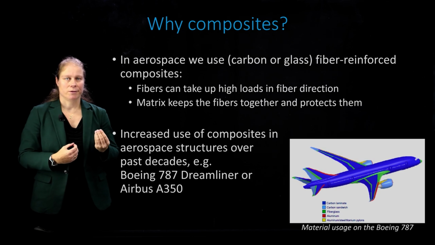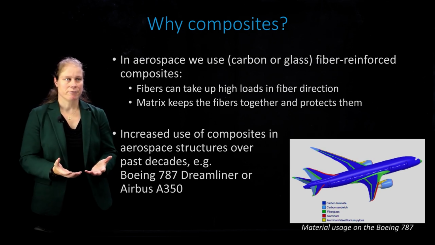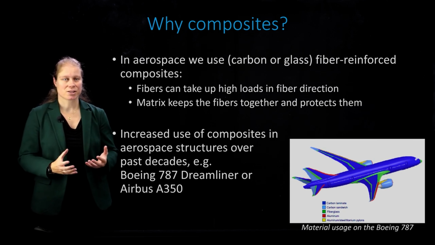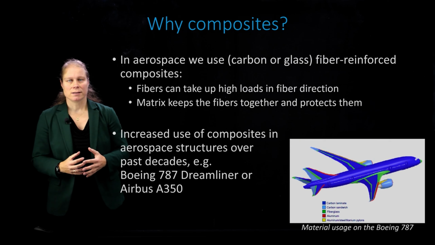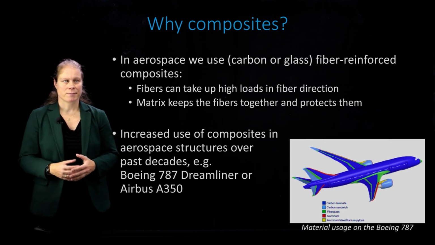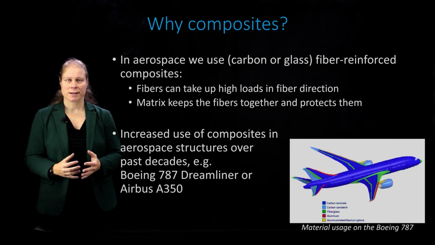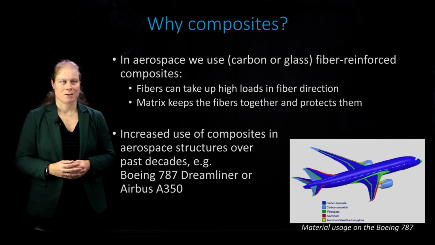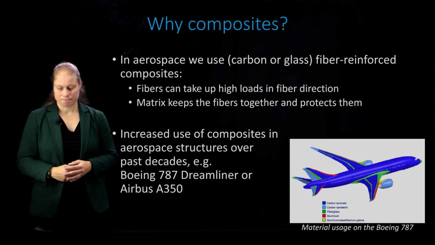So the fiber is held together with a matrix material, and together they give you behavior that's different than, for example, an aluminum or a metallic structure, because now you will have different properties in different directions. In the aerospace industry, we're taking advantage of that by using more and more composites to reduce the weight of our airplanes and thereby reduce fuel consumption and have a better airplane in terms of both economics as well as for the environment.